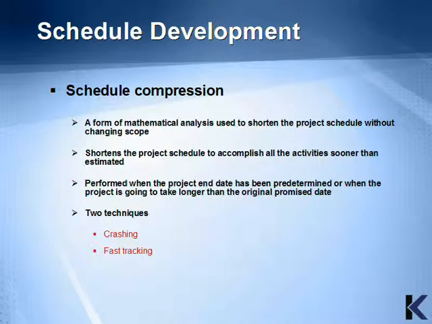Another technique for schedule development is schedule compression. This is a form of mathematical analysis used to shorten the project schedule without changing scope. Another way of saying this is that it shortens the project schedule to accomplish all the activities sooner than estimated. It's performed when the project end date has been predetermined or when the project is going to take longer than the original promised date. And there's two techniques. The first one is called crashing, and the second one is called fast tracking.